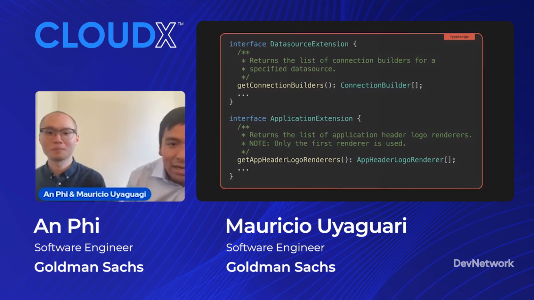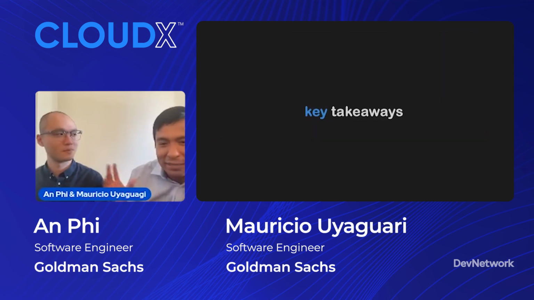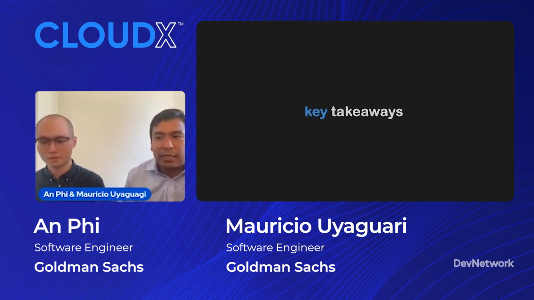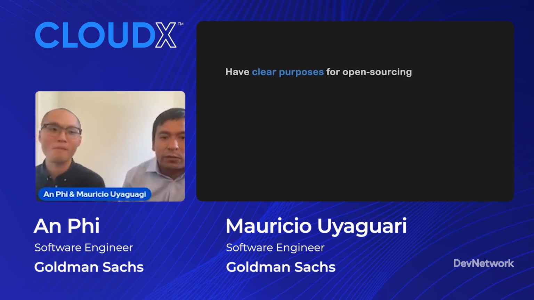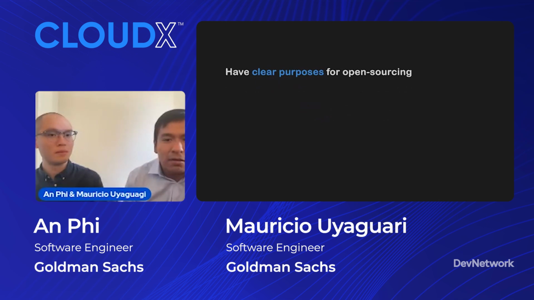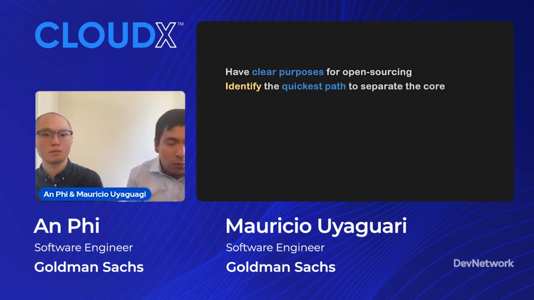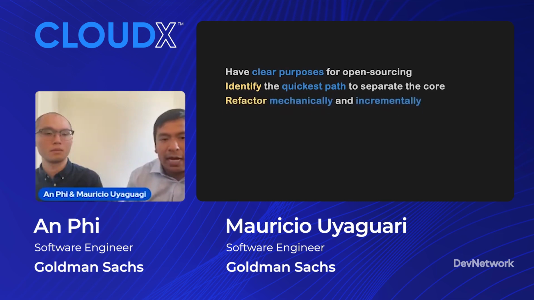We suggest also looking at documentation and CI pipelines to further enhance your project, and those can all be separate talks. So now I know there's been a lot of different animations, so we might get lost in all that. We want to leave you with these key takeaways from this talk. The first one is have a clear purpose for open sourcing. Make sure you know what your project is addressing and what field you're open sourcing in. And also identify the quickest path to separate the core from the non-core part of your project. Once you do that, refactor incrementally and mechanically.